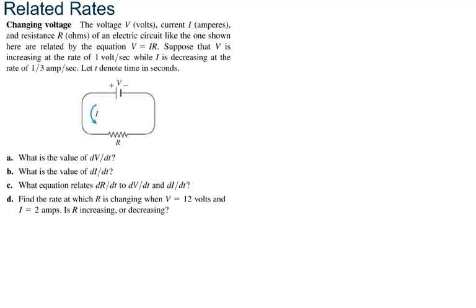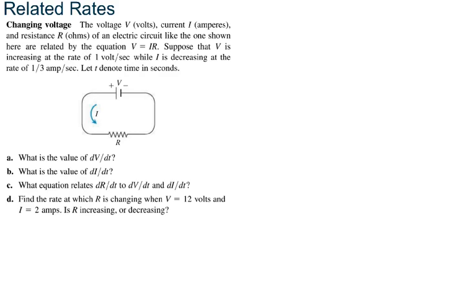So we're going to do another related rates problem here. This one involves a changing voltage. And one thing we know is that the voltage, V, measured in volts, the current, I, measured in amperes, and the resistance, R, measured in ohms, of an electrical circuit, as the one shown here, are related by this equation, V equals IR, voltage equals current times resistance.